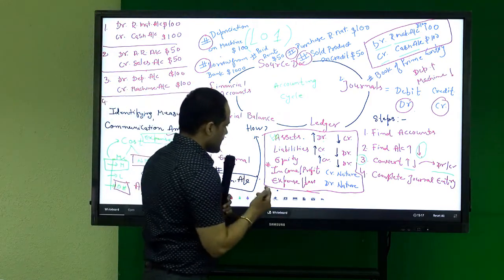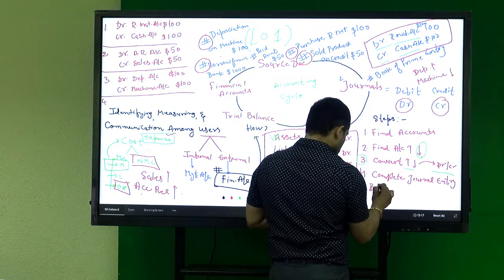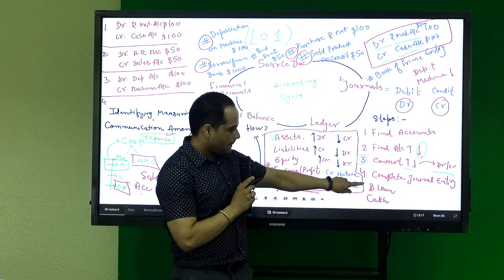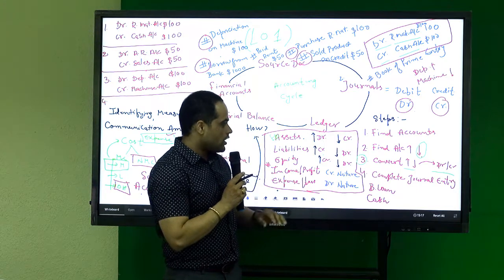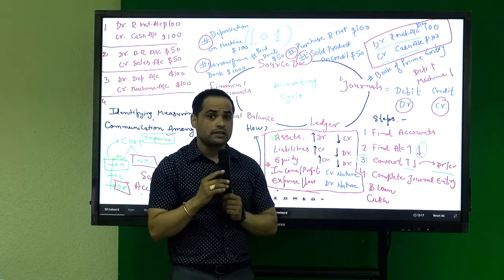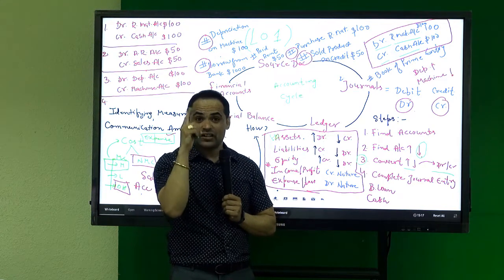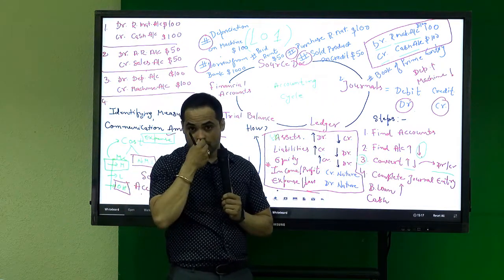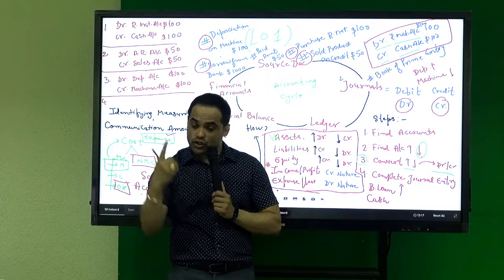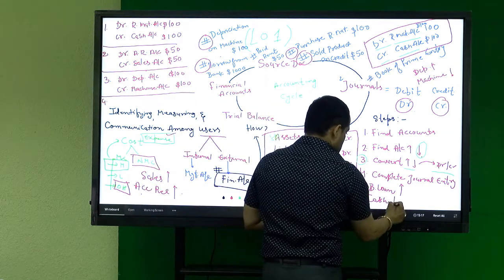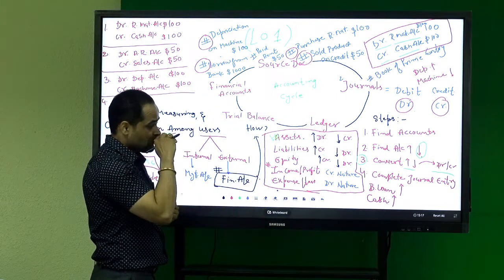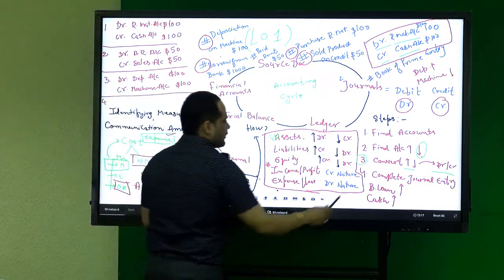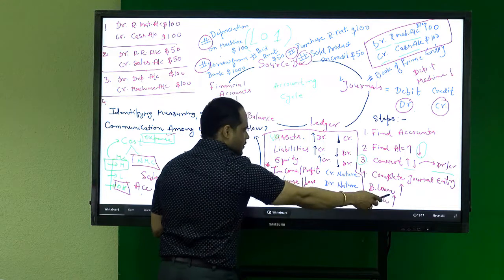Alright? So two accounts affected here. First is bank loan. And second one is cash. Bank loan and cash. When you borrow from bank, bank loan increases, because you borrow from bank, your loans increase, your liability increases, right? And when you borrow from bank, you receive cash, so your cash also increases too. So now check. Find increase decrease, already done.